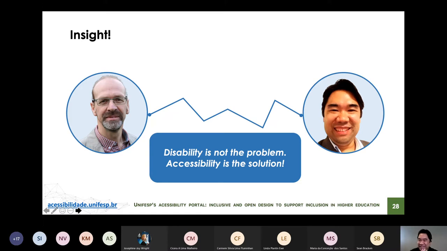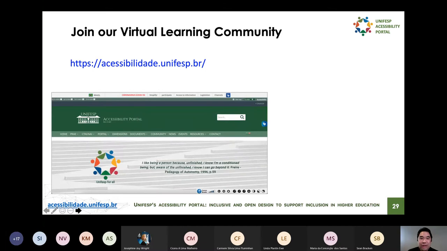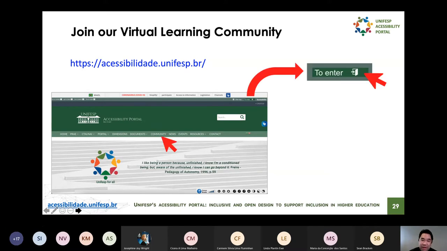And maybe it can be a book, a project of a book, and Professor Sherman, we talked about it, maybe, we don't know, but I want to invite you all to be part of the solution. So our last slide here is to ask you to be part of our virtual learning community. So please go to our accessibility portal, join the community. We have this automatic translator to English.